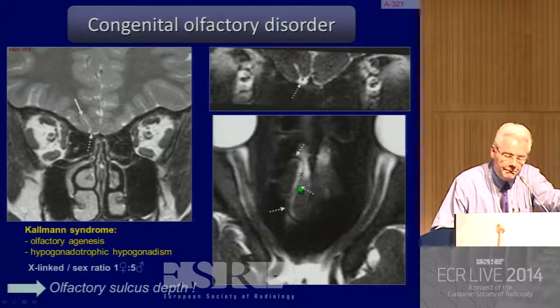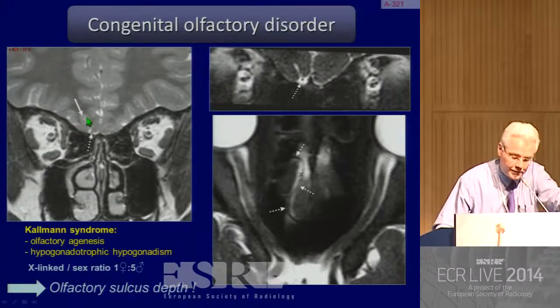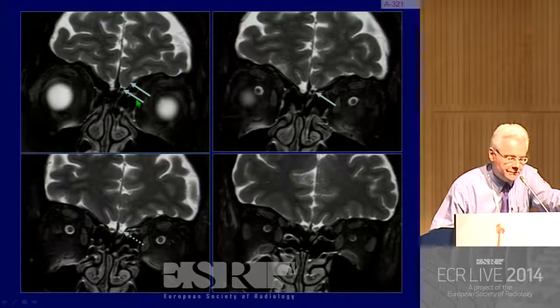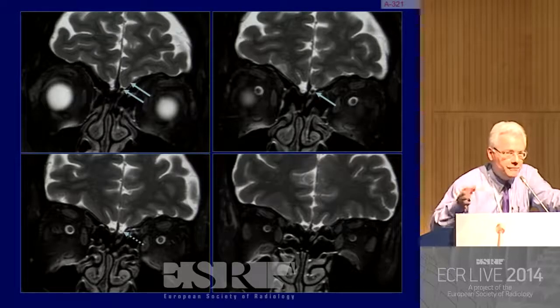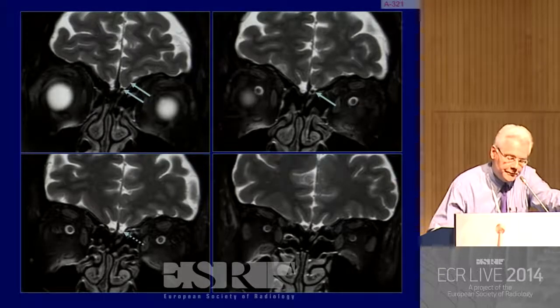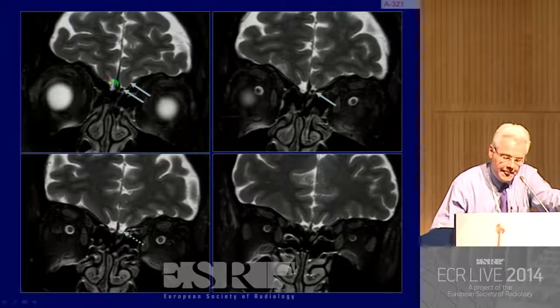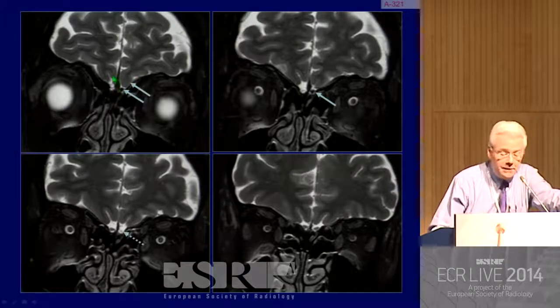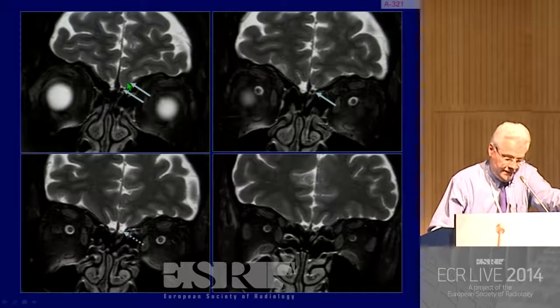There was complete bilateral agenesis of the olfactory tract in spite of the presence of an olfactory sulcus on the right side. Congenital disease is not so simple as yes or no for the presence of an olfactory tract. In this interesting case, you see that in the most anterior plane, slice location, you had no sulcus on the left, you had a sulcus on the right. You should say, okay, right side is normal, but left is not.